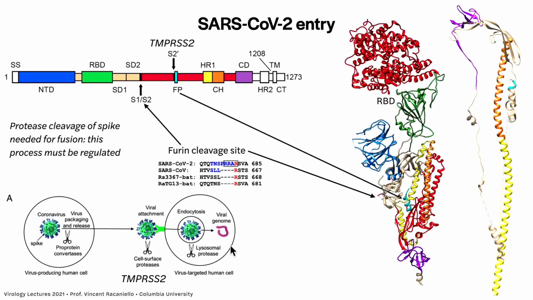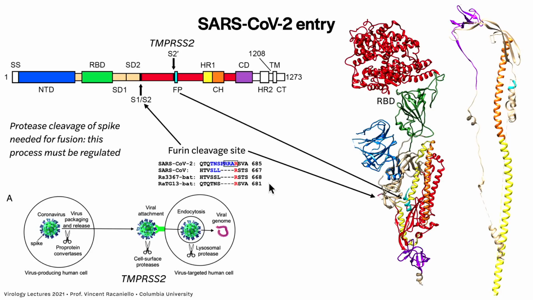And this is cleaved by furins probably during the assembly of the virus in the cell. It seems to be important. If you take away the furin cleavage site from the spike, you can actually get virus that will reproduce. It doesn't reproduce as well. And in an animal model, it's less pathogenic. So it seems to be important.